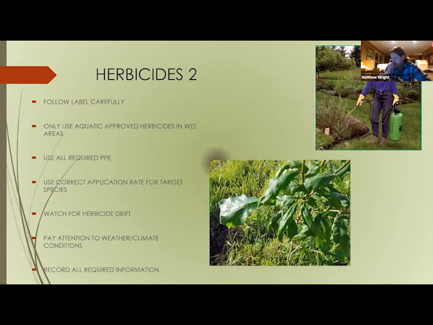Watch for herbicide drift. You want to kill the stuff that's competing with your trees, but you don't want to hurt your trees. In this picture, this tree has been hit by herbicide sometime in the past, and you can see the deformed leaves there. Now it'll probably grow out of this, but you've knocked the tree back. You're not getting the growth out of it that you should.